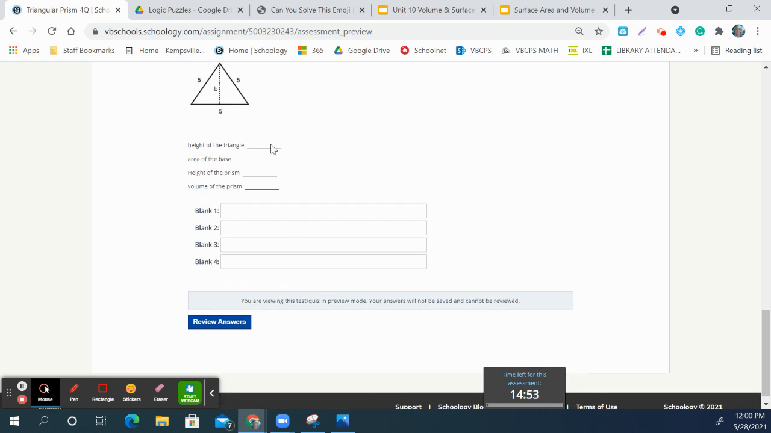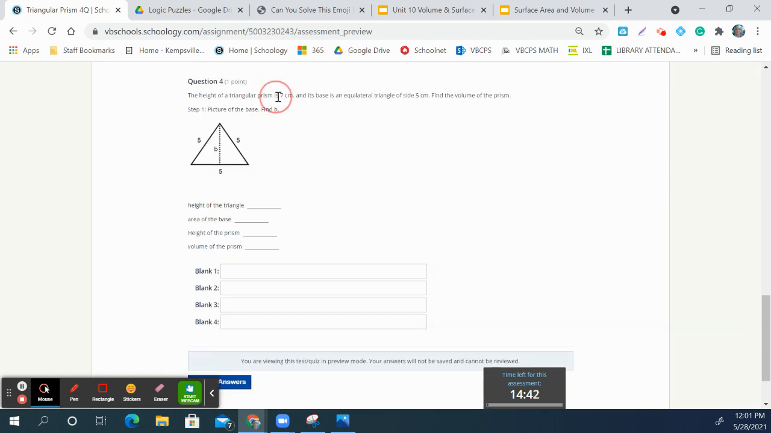So height of the triangle should be the first box. And then the area of the base. And then height of the prism, which is what's given to you. And then volume of the prism.